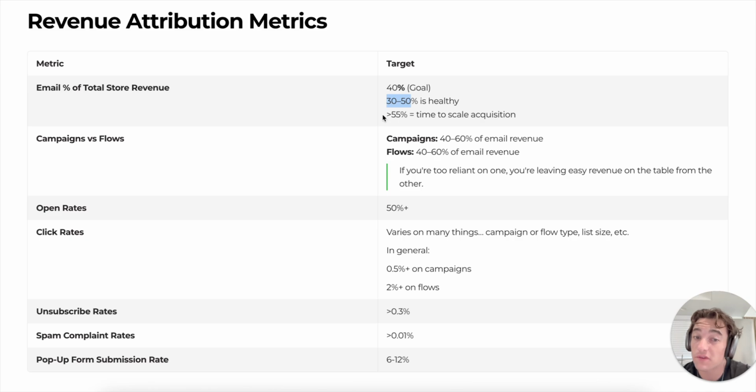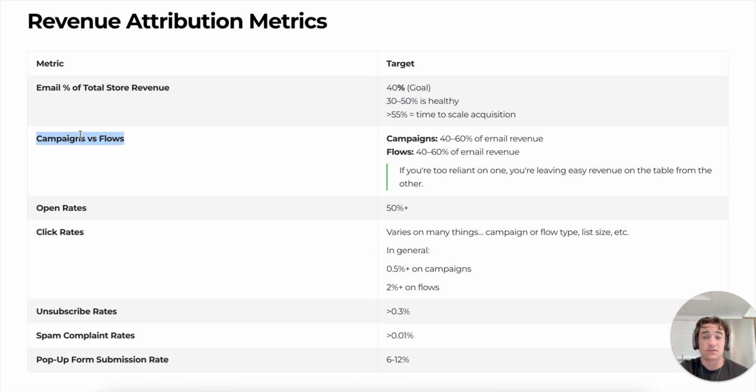If you get over 55%, like at 60%, then it's like, okay, we need to scale our acquisition. We're using too much email and SMS, and if we still are having profitability problems, then that's a separate issue. Our email channel is doing pretty solid. But if we have less than 30%, then we need to be doing better with our email marketing.